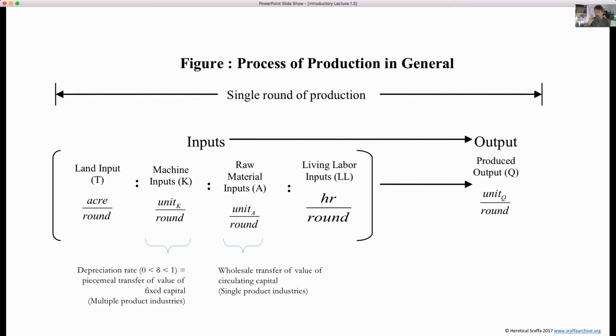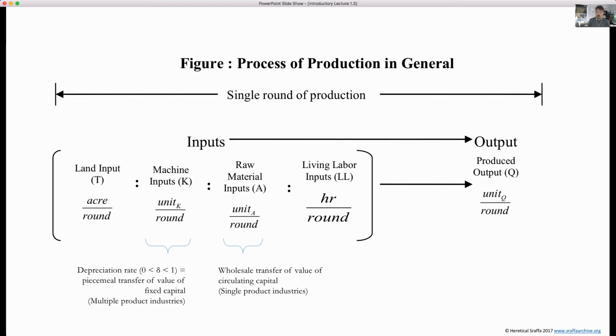Sraffa's book is divided into 3 parts. The first part is single product industries, which is the circulating capital model, where you have circulating capital or raw material inputs and living labor. Those are the first 6 chapters. Then part 2 is multiple product industries. Multiple product industries allows for the inclusion of joint products. It allows for the inclusion of fixed capital, and it allows for the inclusion of land, all 3 of which can be developed, and Sraffa treats them analytically on par with the joint production multiple product industries model.